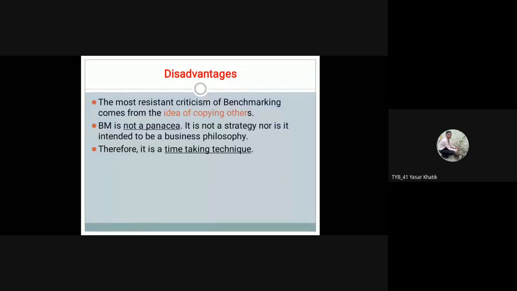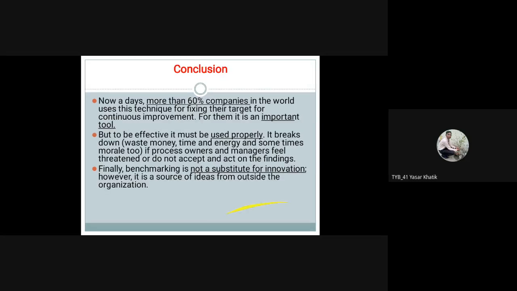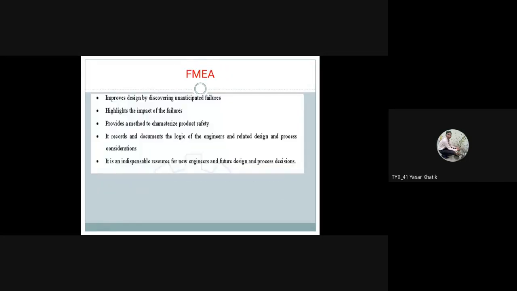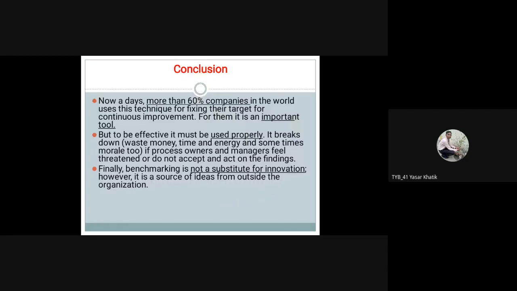ठीक आहे. Therefore it is a time-taking technique. आणि हे काही झटपट होणारी गोष्ट नाहीये आणि ह्याला वेळ लागतो, कारण की आपण एखाद्या आपल्यापेक्षा जास्त चांगला असणारा स्टँडर्ड सेट करून आपण ते इम्प्रोवाइज करायचा प्रयत्न करतो. ही एक कंटिन्युअस इम्प्रुव्हमेंट प्रोसेस आहे. ही काय इन्स्टंटली येणारी आउटपुटची प्रोसेस नाहीये. So it will take some time. Okay. So these are some disadvantages of the benchmarking. So throughout this point, we have got some conclusions from this benchmarking.